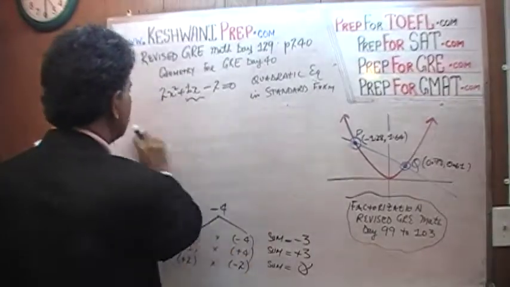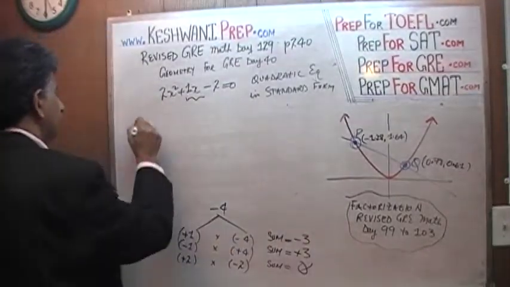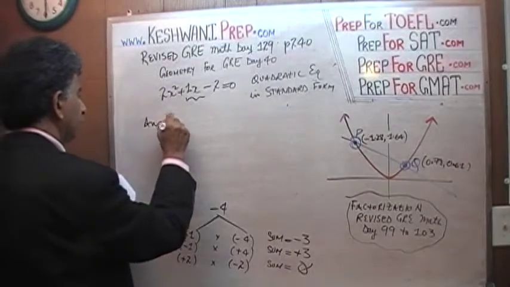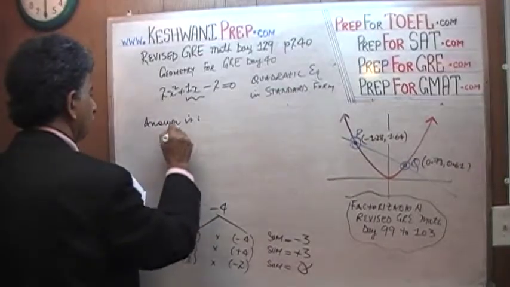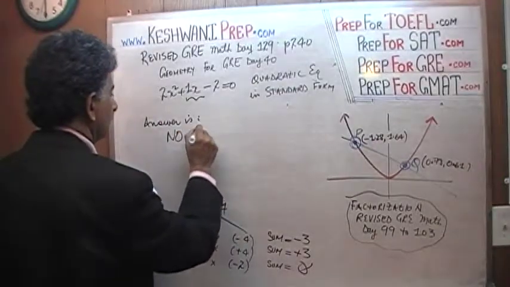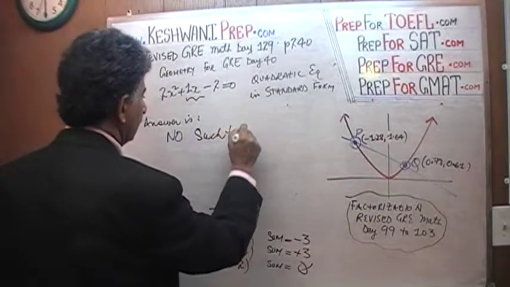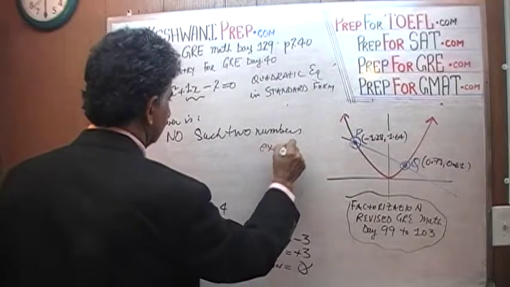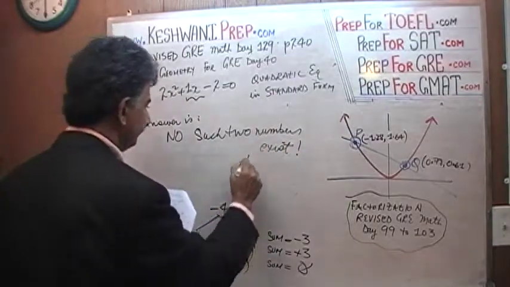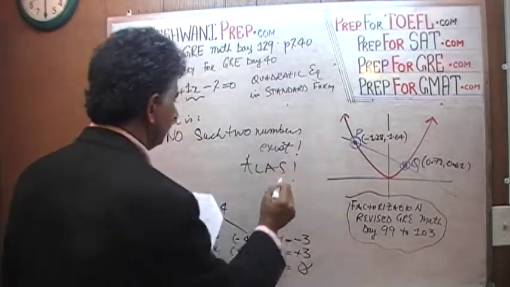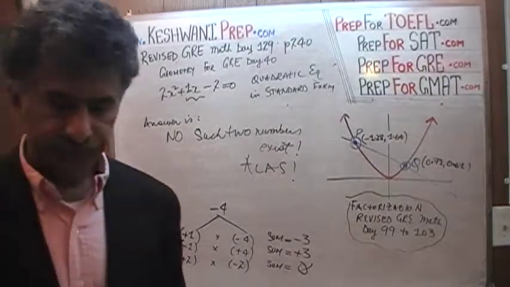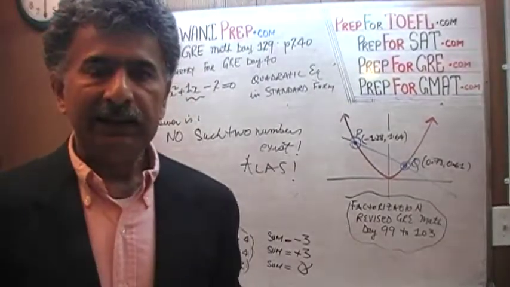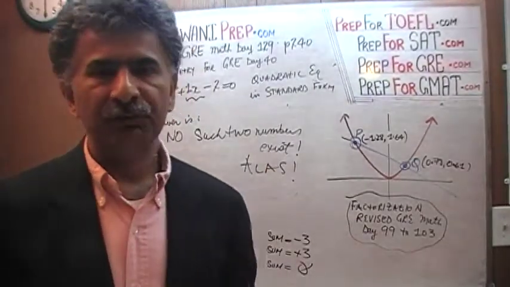Here's the punchline. What are the two numbers? The answer is no such two numbers exist. Alas, no such two numbers exist. There are no whole number factors of this equation.